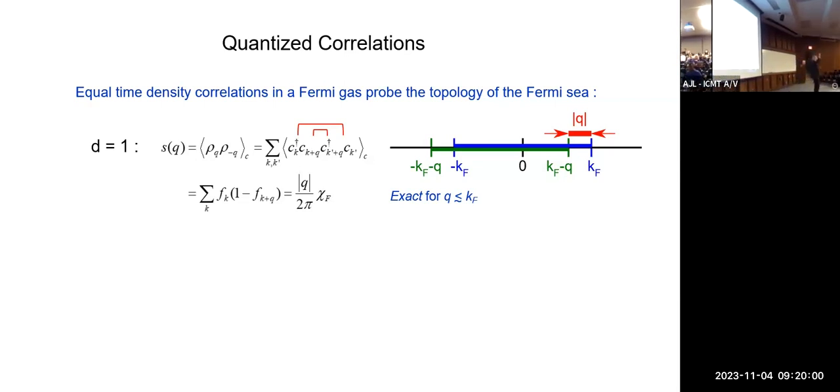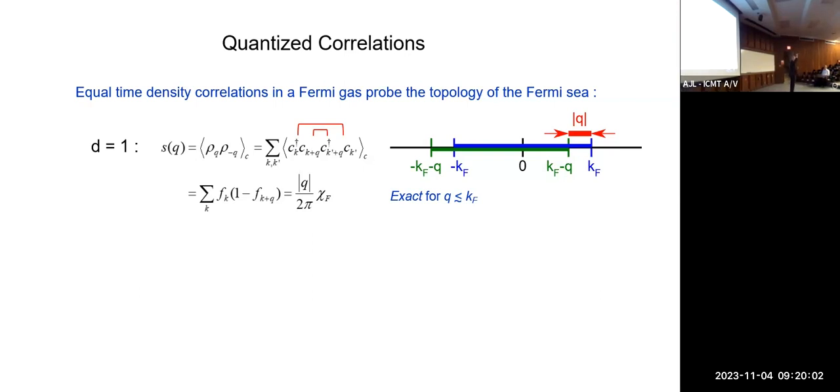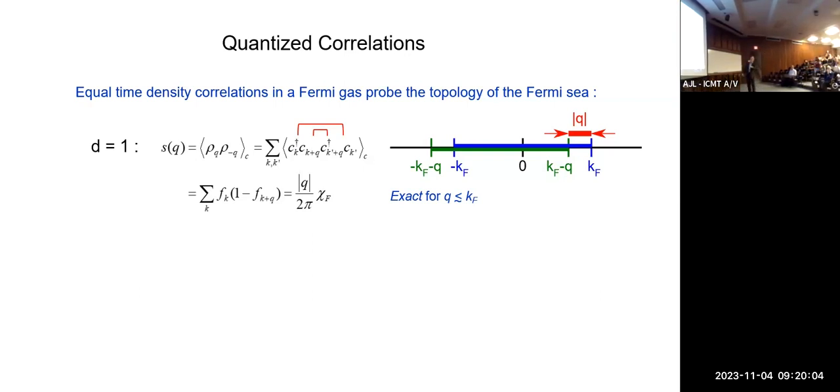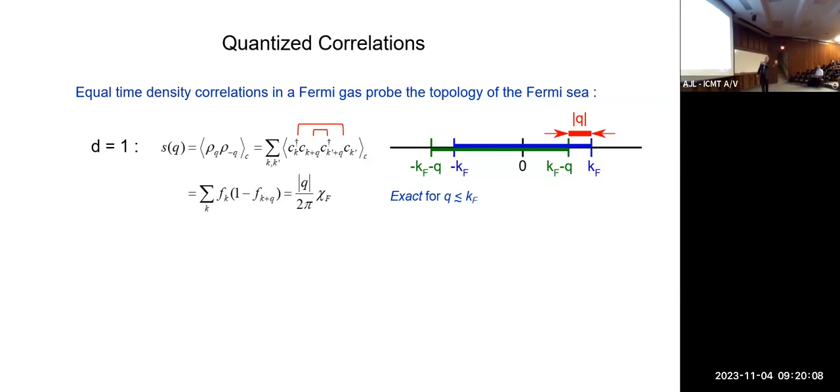And of course, if there are several Fermi points, you get a contribution from each one. So it's going to be exactly equal to the length of this interval, Q divided by 2 pi, times this integer, which counts the number of Fermi surfaces. So this is an exact fact about non-interacting electrons in one dimension.